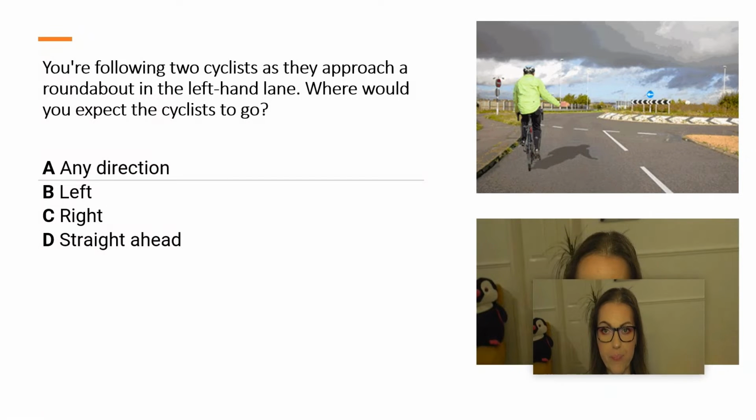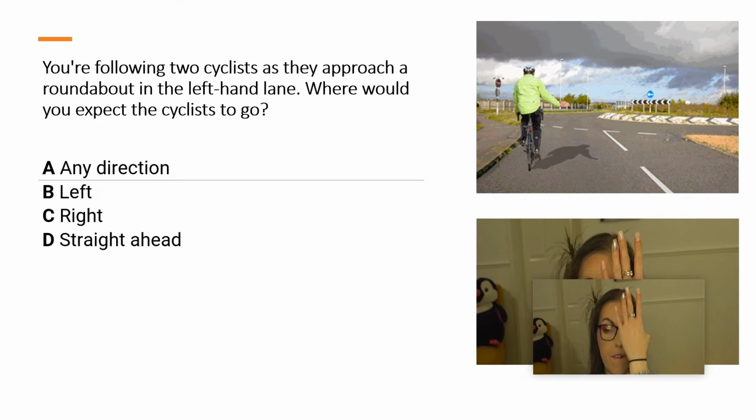Next question. You are following two cyclists as they approach a roundabout in the left-hand lane. Where would you expect the cyclist to go? A. Any direction. B. Left. C. Right. D. Straight ahead.